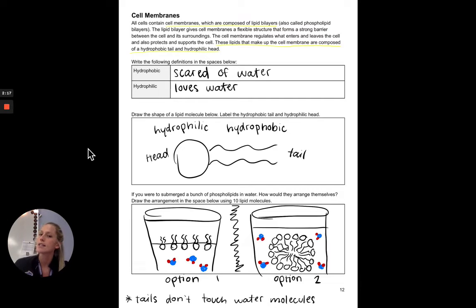we say the head is hydrophilic, which means it loves water, which is kind of unique, right? That we have this molecule that both loves to interact with water, part of it does, and then the other part doesn't. So let's go to this space below.